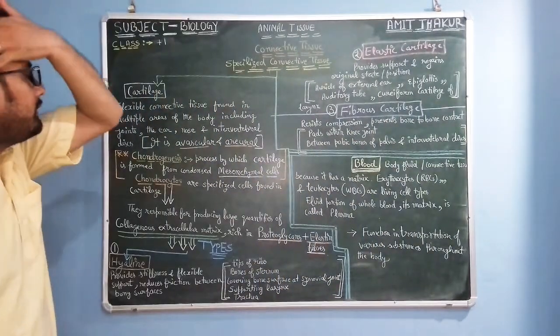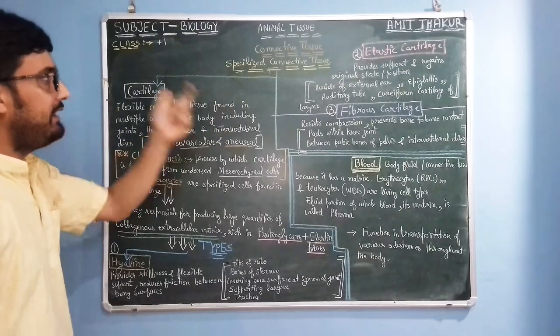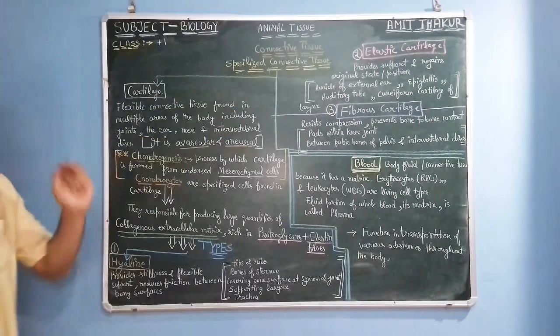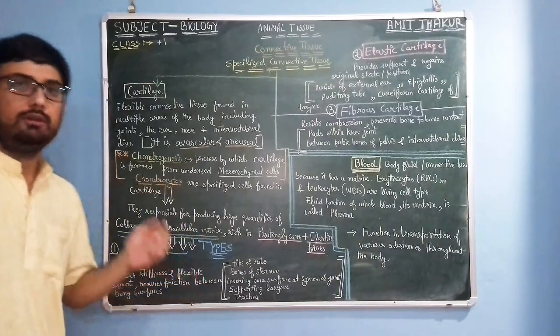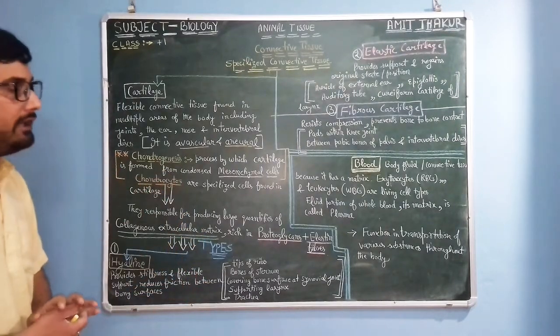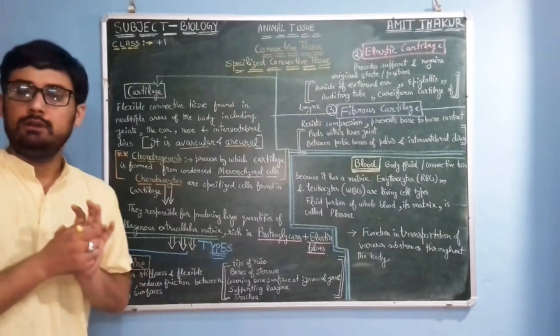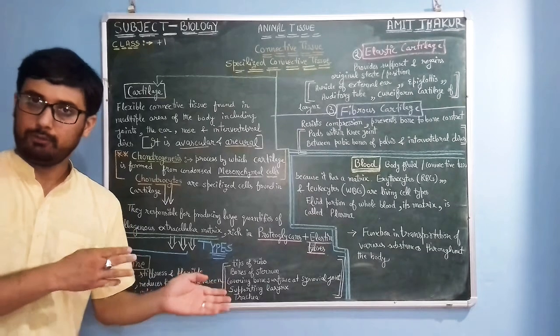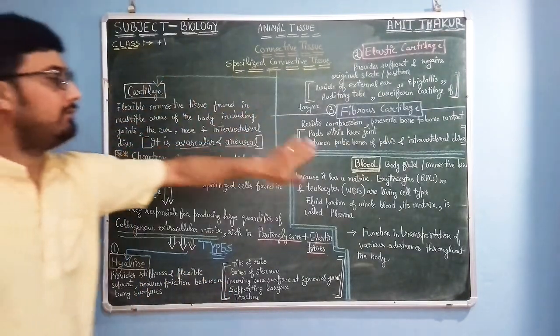Very good morning. Today we're going to discuss specialized connective tissue. Specialized connective tissue is categorized into bone, blood, and cartilage. Yesterday we studied bone, compact bone, and spongy bone. Today we're going to discuss cartilage and blood.